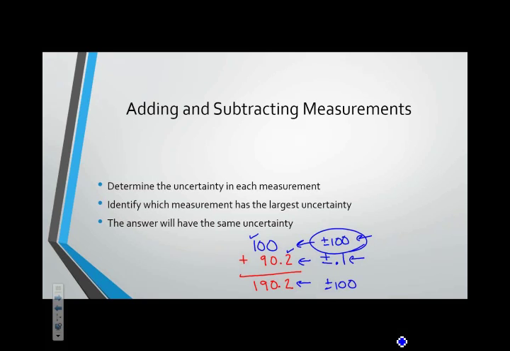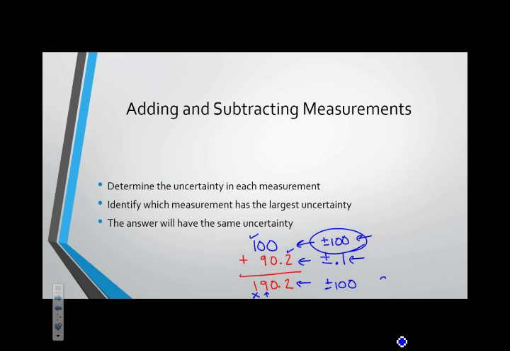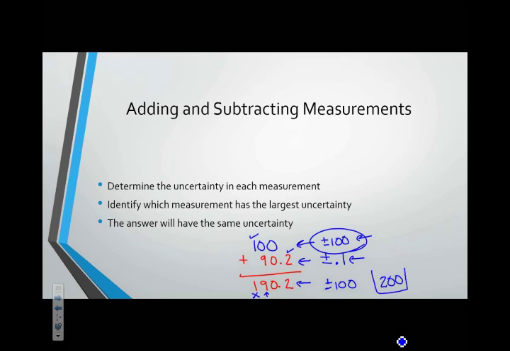Well, it doesn't right now. To have an uncertainty of plus or minus 100, my last significant figure would have to be in the 100th spot, which is right here. So I look to my next spot and see there's a 9 there. So this number becomes 200.